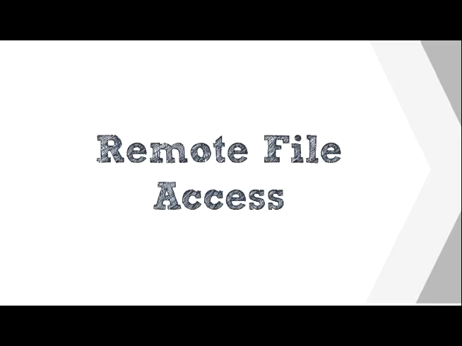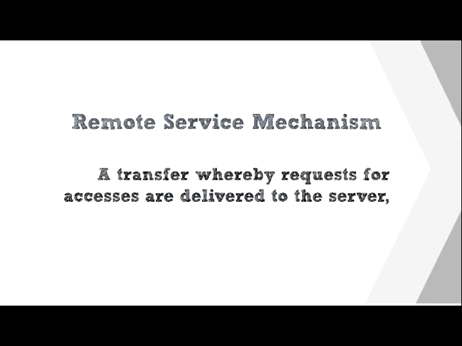Remote file access. Remote service mechanism is a transfer whereby requests for accesses are delivered to the server. The server machine performs the accesses and the results are forwarded back to the user. Cache location. Where should the cached data be stored? On disk or in main memory?